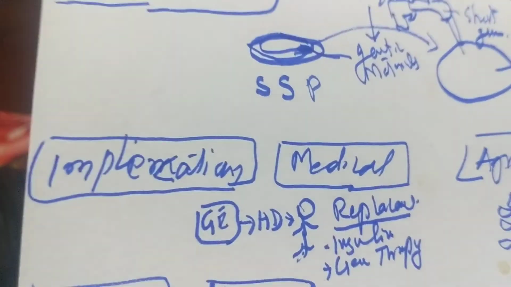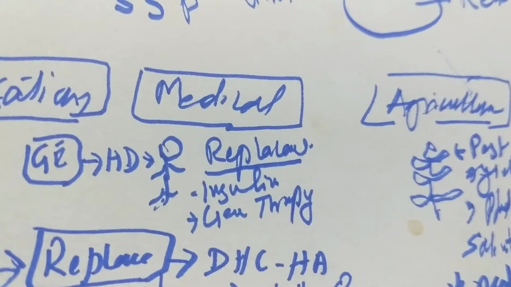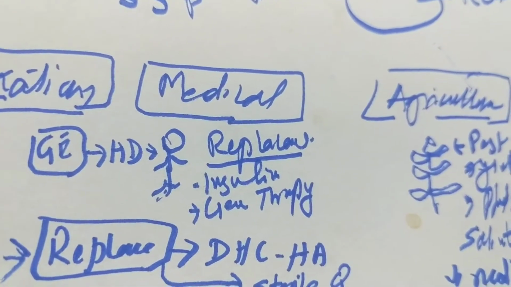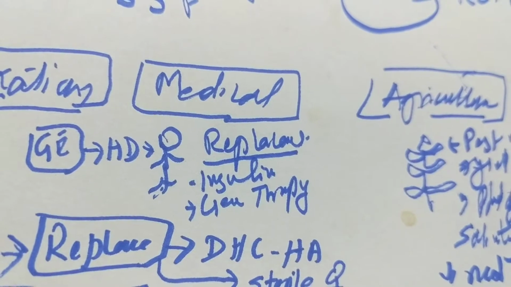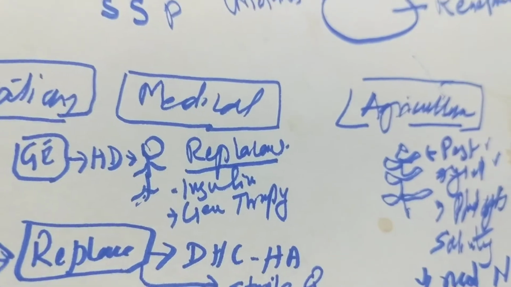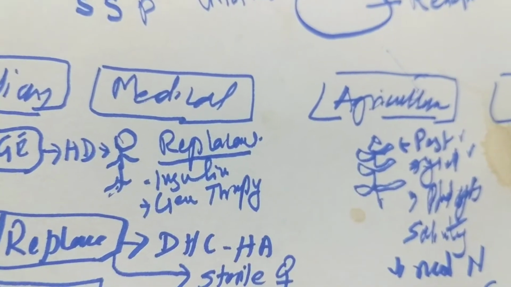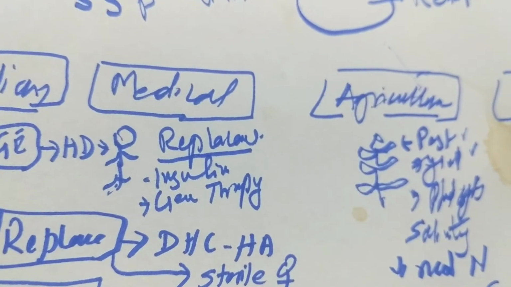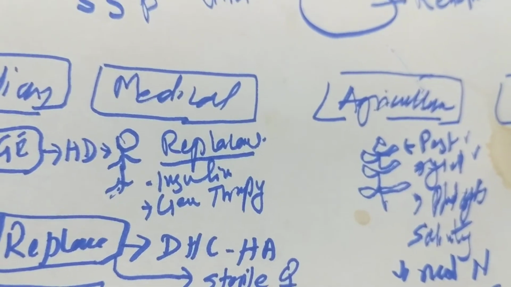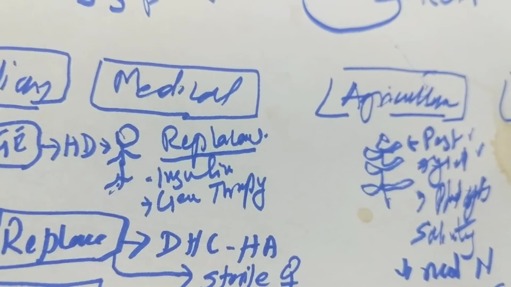Now, what are its implications in medicine, agriculture, and pharmaceuticals? In medicine, genetic engineering is used to replace damaged cells with new ones. Insulin is also a product of genetic engineering.